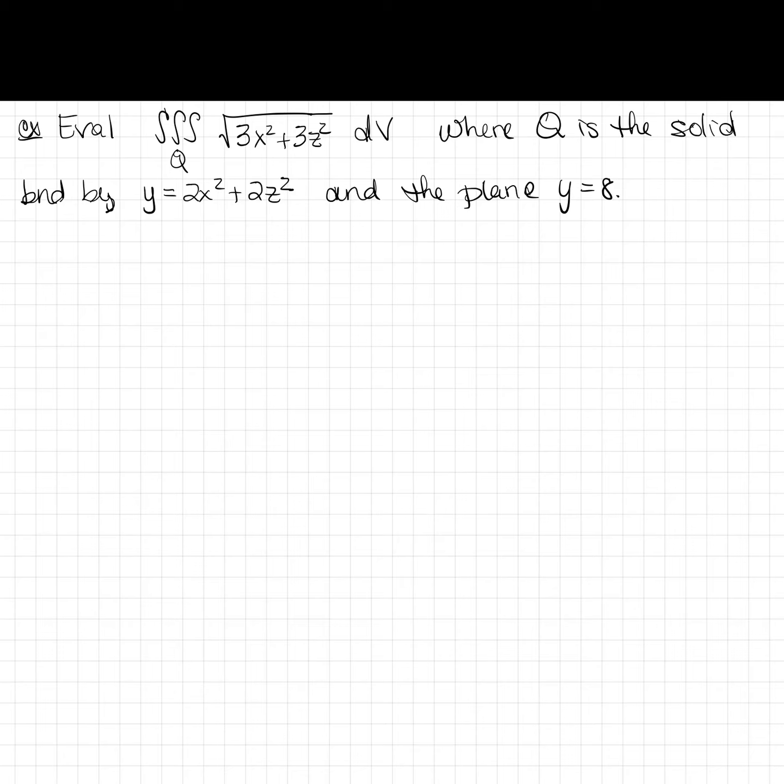Okay, let's look at this example. We want to evaluate the triple integral over the square root of 3x squared plus 3z squared dV, where Q is the solid bounded by y equals 2x squared plus 2z squared and the plane y equals 8. So the first thing we want to do is give a rough sketch of my region of integration Q.